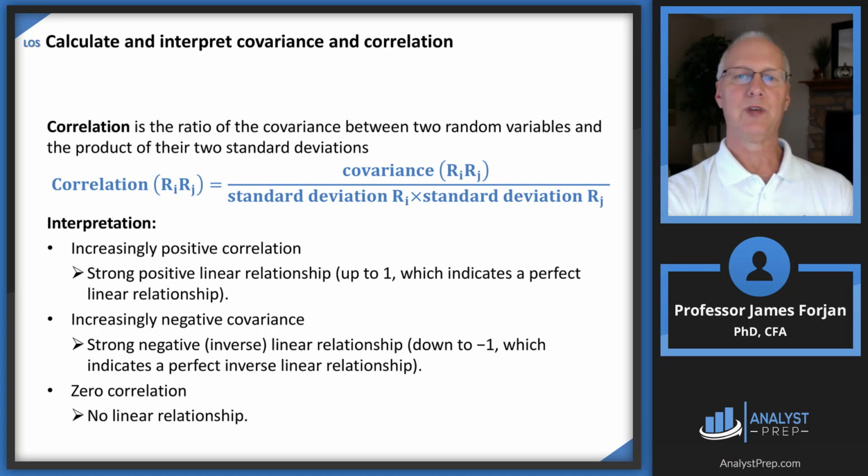Now, remember what I just said. Covariance is a random variable, and it can take on almost any value. But what statisticians like to do is take random variables and squeeze them down into a more meaningful range. And that's what statisticians have done with the covariance.